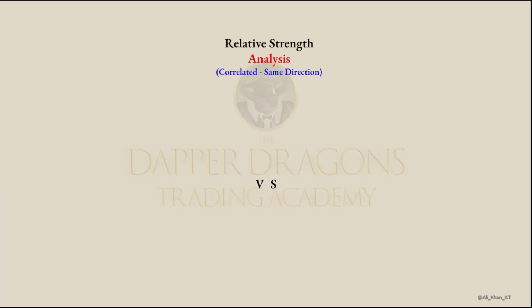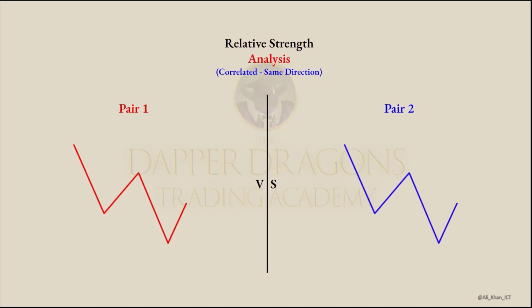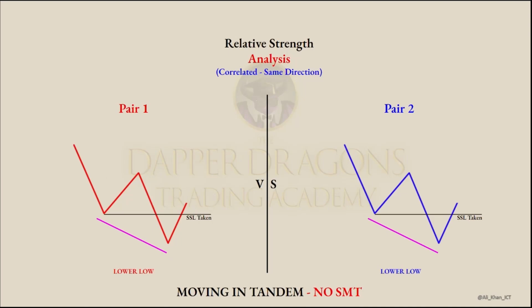So, relative strength analysis. Now we're going to look at first correlated pairs that are moving in the same direction. We have pair 1 on the left hand side and pair 2 on the right hand side. As you can see, in pair 1 we made a lower low, and in pair 2 we made a lower low. We took out sell side liquidity in pair 1 and we took out sell side liquidity in pair 2. So these are both moving in tandem. There's no cracking correlation, and therefore there is no SMT present.